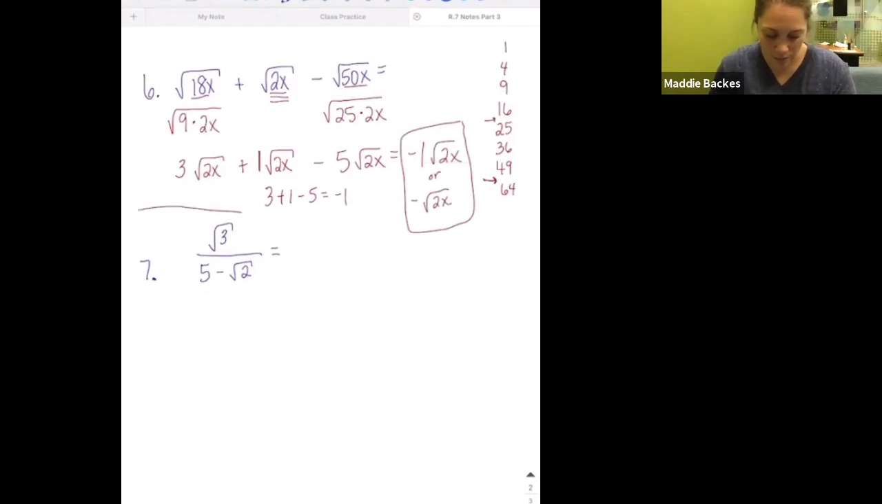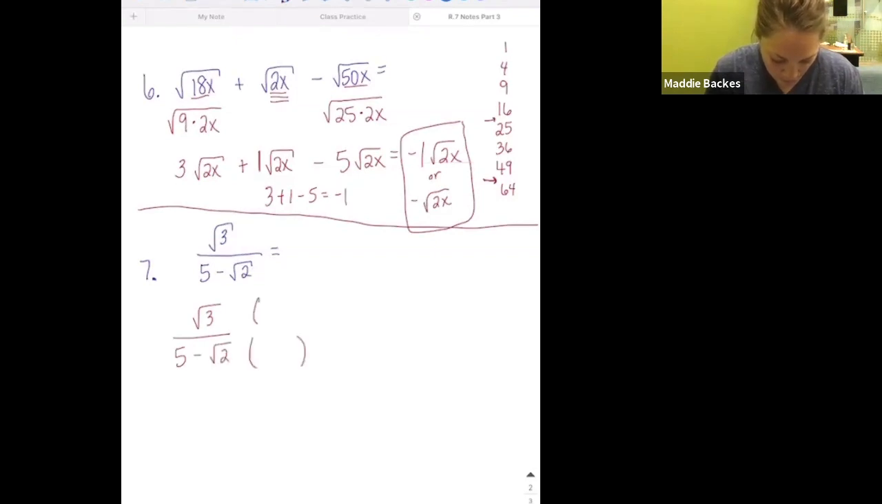And our last problem here. Again, this is an improper expression because there is a radical in the bottom. So we need to rationalize it. So I'm going to start by rewriting the problem and multiplying the top and the bottom of it by my favorite form of 1. Remember, 1 is just anything that's the same on the top and the bottom because that would equal 1. What I'm going to multiply by is the conjugate.